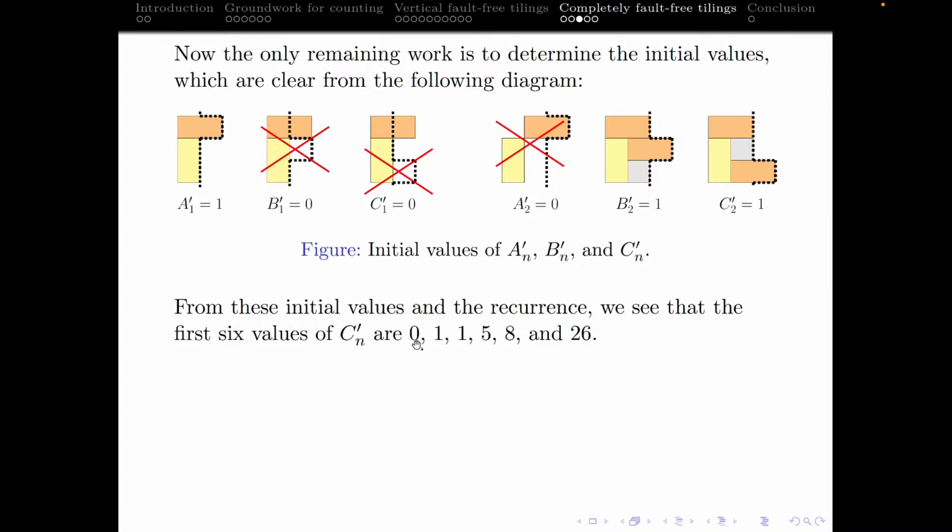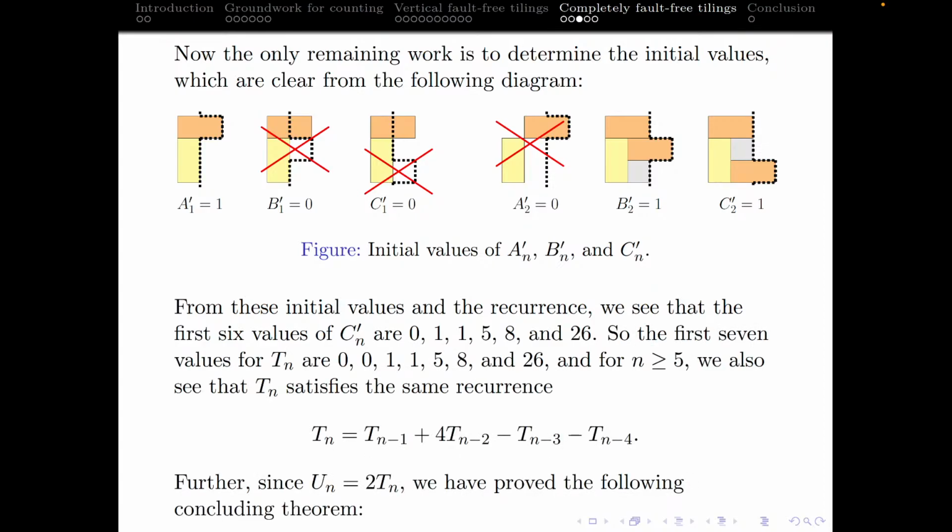So this is basically T2, T3, T4, T5, T6 and T7. So we have gotten ourselves 7 initial values for Tn, starting with 0, 0, 1, 1, 5, 8, 26. We will be looking at what exactly these 5 and these 8 tilings look like. So that is basically something for the end.